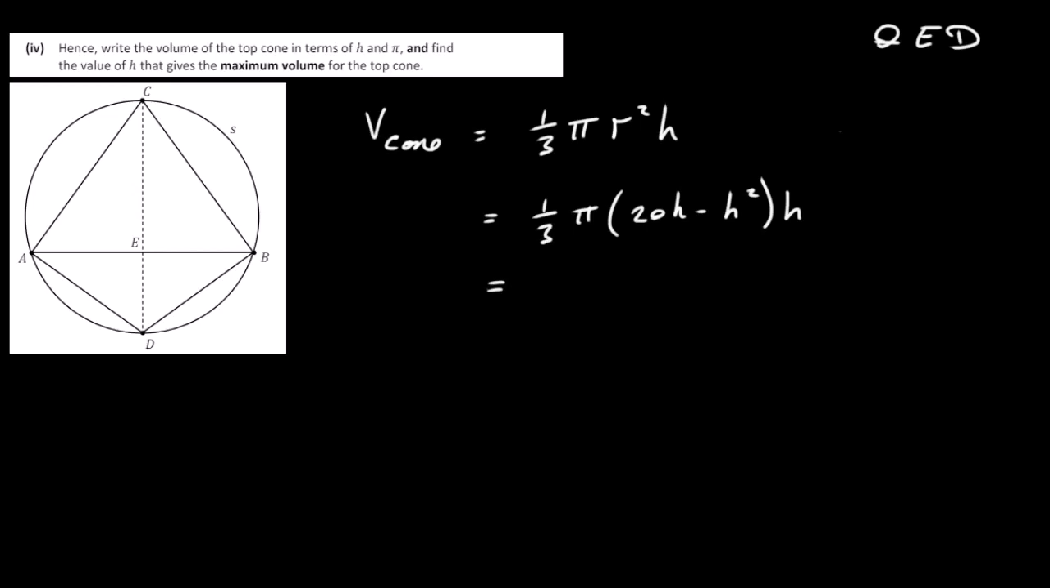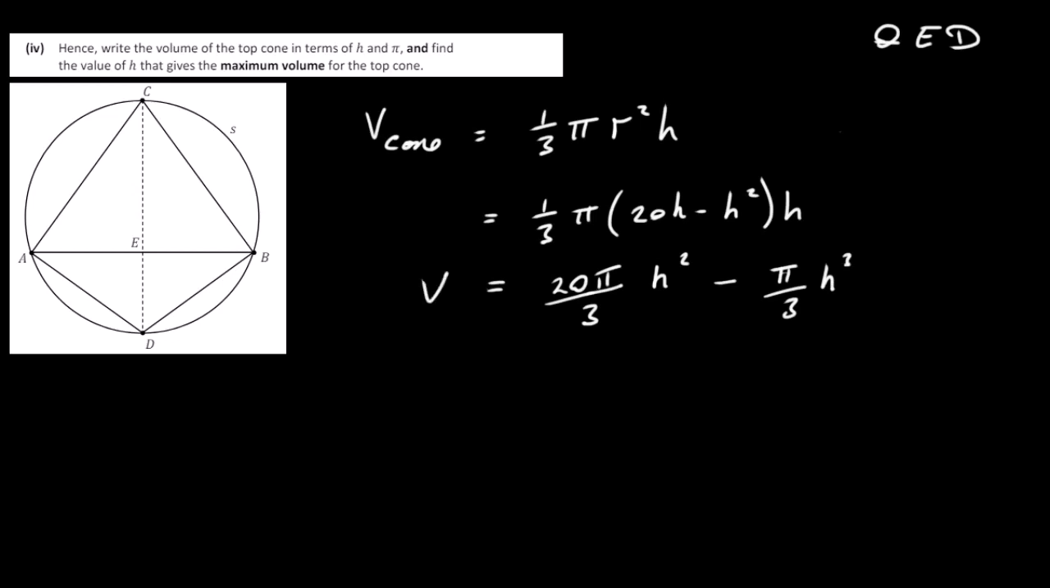So that is, let's see, we've got 20π over 3 h squared minus, then we've got 1/3 again, π times h cubed. So it is π h cubed over 3. Now that's really it for the first part.